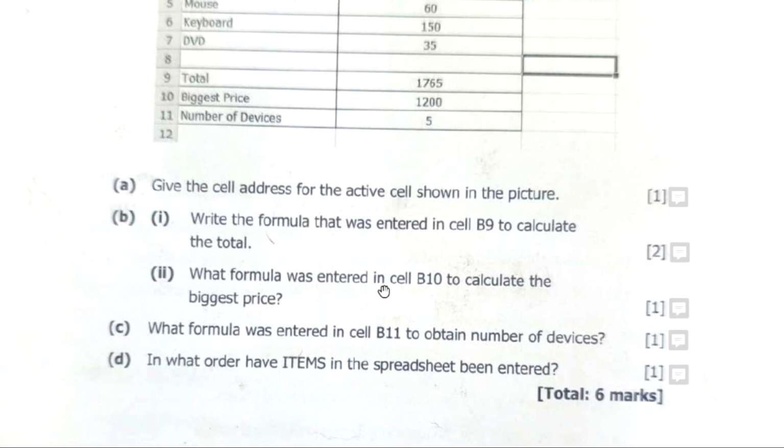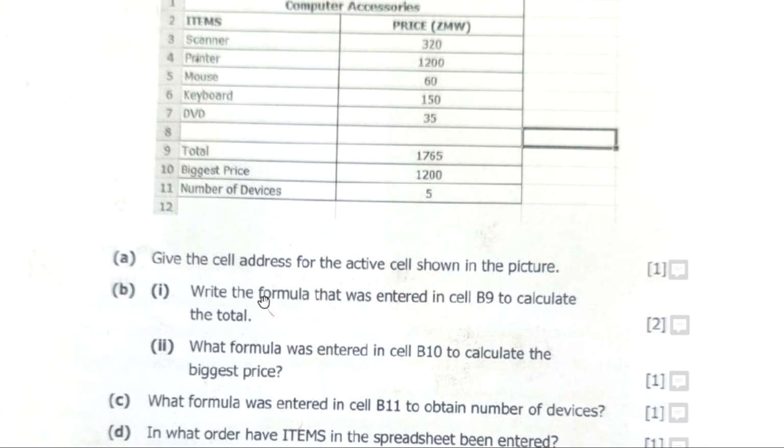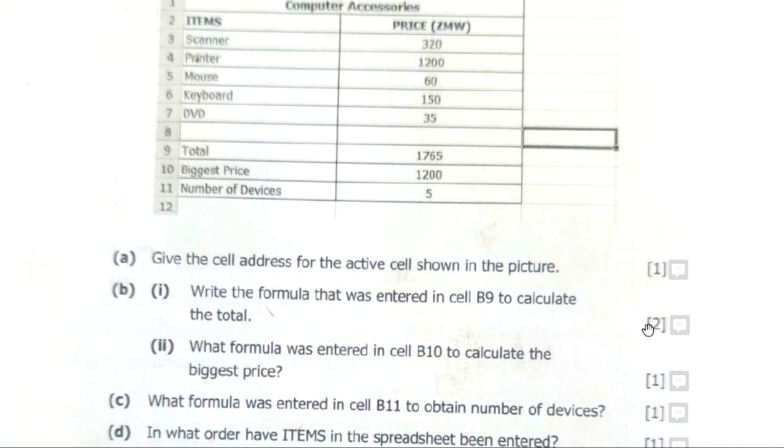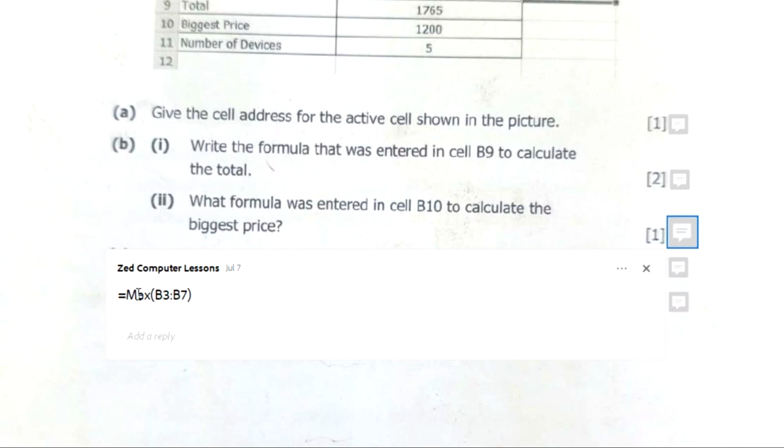What formula was entered in cell B10 to calculate the biggest price? So this is B10 here. So which formula was entered here to calculate the biggest price? So the formula that was entered was this simple formula. This formula, max. Because we are finding the biggest price, therefore we have to use the function max or maximum. So when you use this, it doesn't add, it only finds the biggest value.